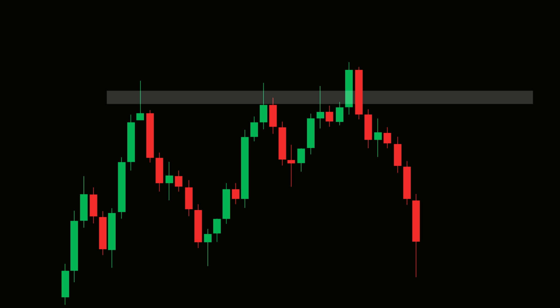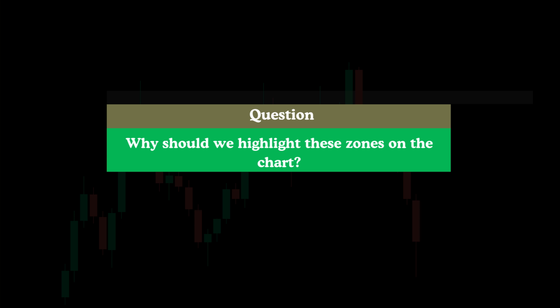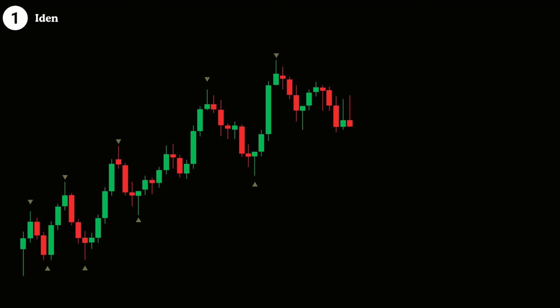Now that we've covered the core concept of liquidity, the next question is, why should we highlight these zones on the chart? Let's explore the main reasons. Number 1. Identifying potential price targets. The market naturally gravitates toward liquidity zones since they provide the fuel for upcoming moves. That's why we mark these areas as targets for our trades.